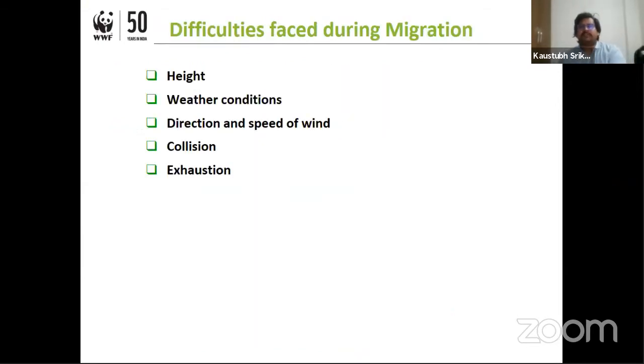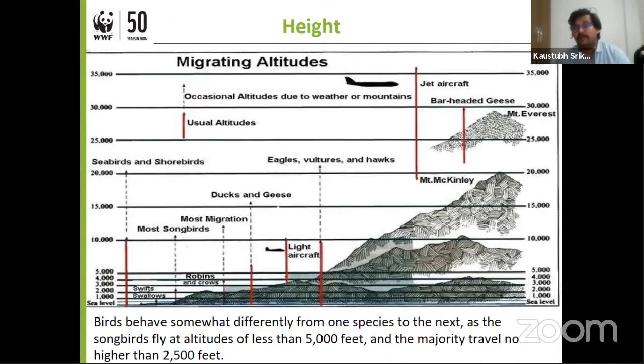Now, there are certain difficulties that a bird would have to face during migration. We've already spoken a lot about the height where a bar-headed goose would fly over the Himalayas. That's close to 30,000 feet, 30 to 32,000 feet. It's so high you can't even imagine, but you can still end up seeing that bird coming all the way from such highland areas, moving all the way to the lowland grasslands.